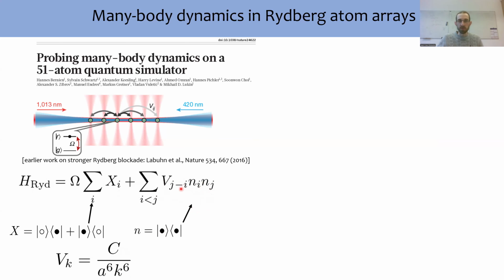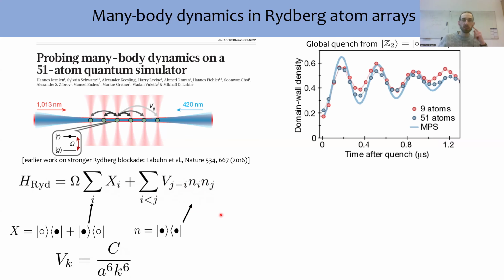You have some clear interaction, nothing is frozen, no special symmetry. So you expect things to thermalize. And what they saw when they were doing a quench is that while most initial states thermalize, when they started from this Z2 state of alternating ground state, Rydberg state, ground state, Rydberg state, instead of thermalizing, observables like this domain wall density were instead oscillating for an extremely long time compared to the expected revival time. So this was kind of unusual, and this happened in the regime of the Rydberg blockade.